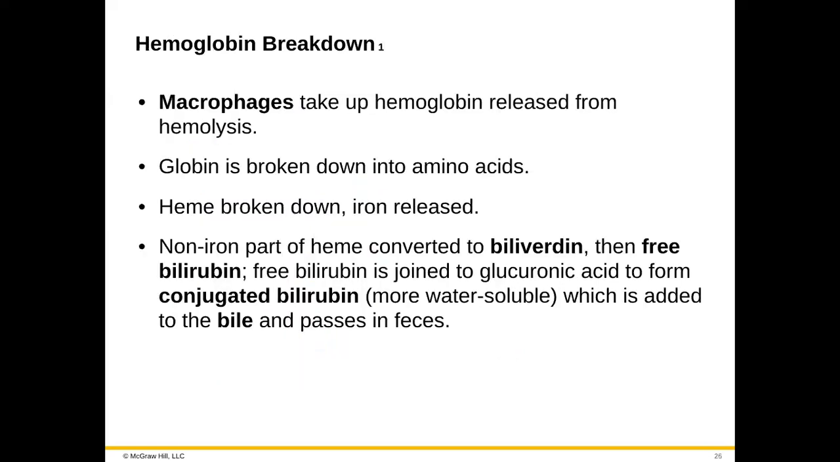So now talking about hemoglobin breakdown, macrophages are going to take up the hemoglobin released from hemolysis. Like I said, we're trying to recycle everything here. That globin is going to be broken down into amino acids. The heme will then be broken down, and that iron will be released. The non-iron part of that heme will be converted into biliverdin, then free bilirubin. Free bilirubin is then going to join various acids to form a conjugated bilirubin, which is more water soluble, and that will then be added to bile and pass as feces.